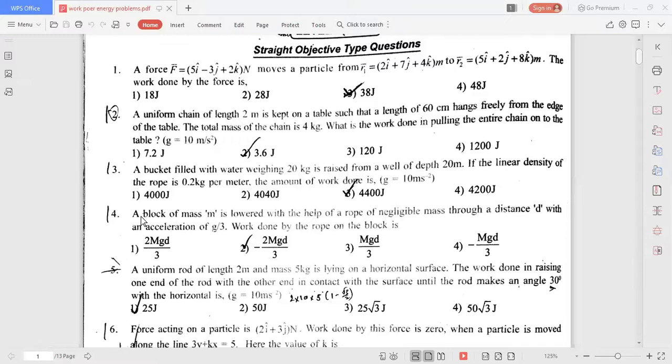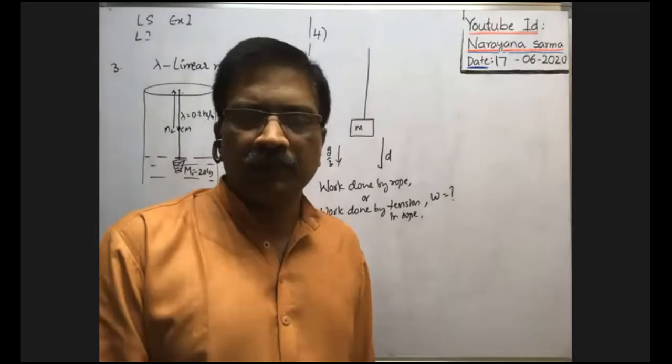Okay, have you seen the problem? A block of mass m is lowered with the help of a rope of negligible mass through a distance d with an acceleration of g by 3. Work done by the rope on the block is how much? That is the question they asked. Okay, right. Now look at the board, all of you.